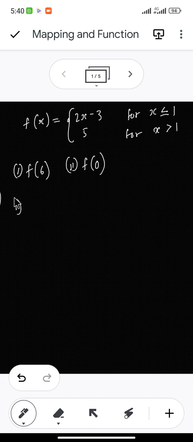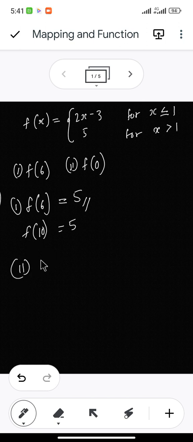So the solution for the first one, f of 6. Now 6 here is greater than 1, you understand? It satisfies this condition here. So for this kind of function, for f of 6, there's no need to solve. What it means is that once x is greater than 1, the answer automatically is 5. There's no need to input x. So even if you're asked to look for f of 10, the answer will still be 5, because once it's greater than 1, your answer is automatically equal to 5. There's no need to solve because there's no x here. If there's an x, then you have to input your value for x and solve.